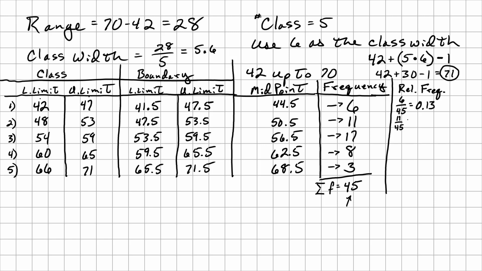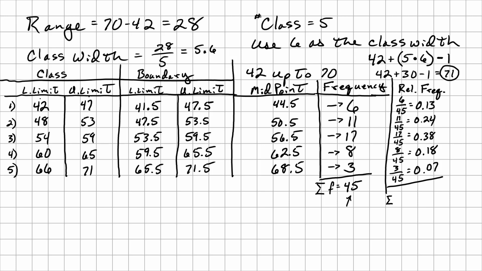And I'm going to do that for each one of these. 11 over 45, that's going to be equal to 0.24. And then we'll have 17 over 45. That will be equal to 0.38. And then we will have 8 over 45, and that will be equal to 0.18. And then we'll have 3 over 45, which will be equal to 0.07.